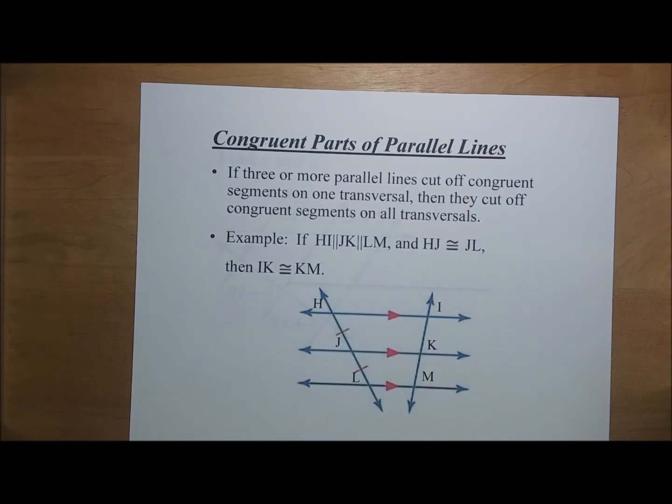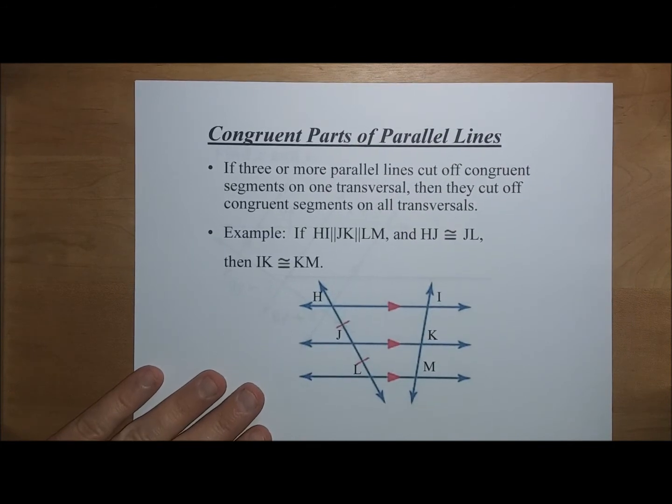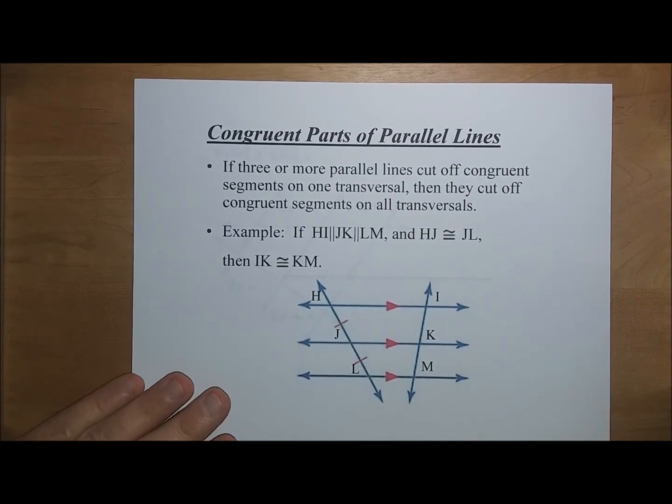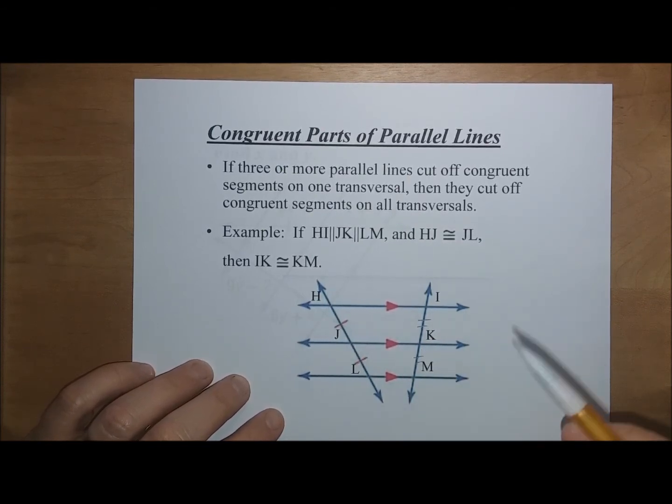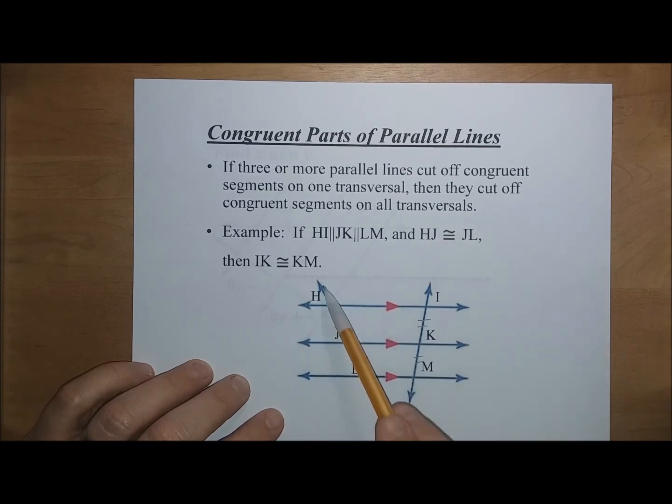Oh, new concept. Congruent parts of parallel lines. So this is kind of an extension of our last theorem that we talked about. If we've got 3 or more parallel lines, and if they are cutting off segments such that they're congruent to one another, then guess what? They will cut off every transversal into congruent segments. Okay? If 3 or more parallel lines cut off congruent segments on one transversal, then they're going to cut off congruent segments on every transversal.